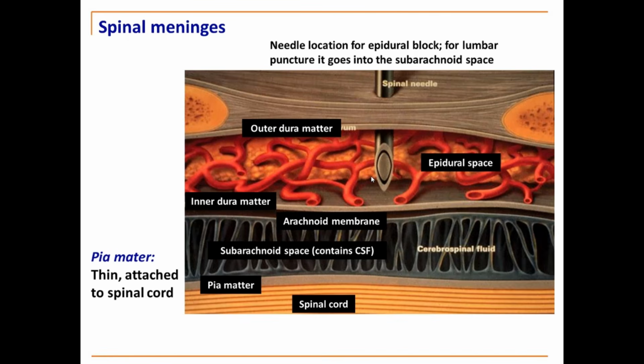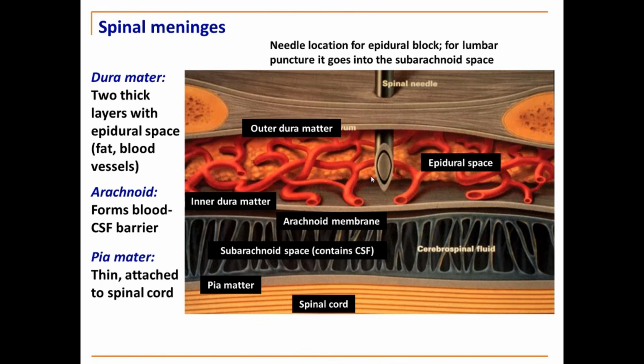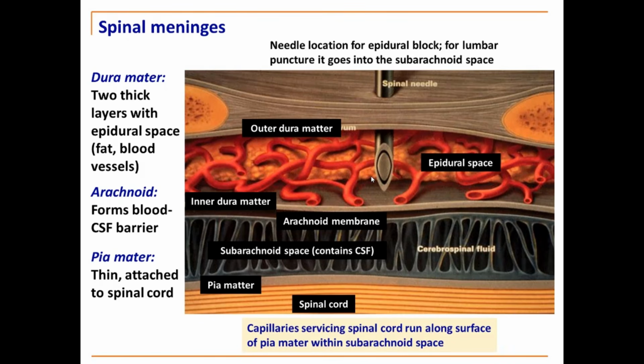Sensory and motor pathways. So the pia mater, that is thin and it's attached to the spinal cord. You've got the arachnoid, which forms the blood CSF barrier. Remember, the CSF is a nice shock absorber and a good diffusion medium for gases, nutrients, chemical messengers, and waste products. And then you've got the dura mater, which is two thick layers with the epidural space in between. And so that's where you have your fats and your blood vessels. And the adipose in the dura provides that protective padding. The capillaries servicing the spinal cord, they run along the surface of the pia mater within the subarachnoid space itself.